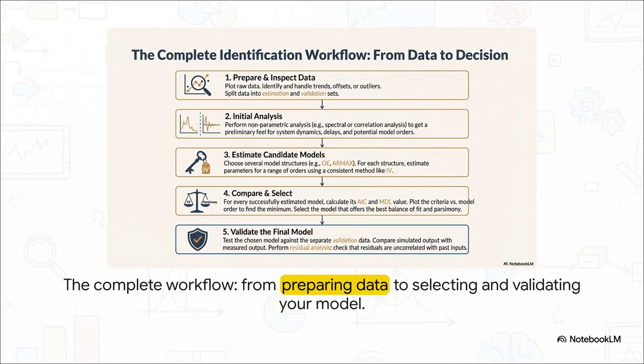And here it is, the complete investigator's field manual. This brings every single thing we've talked about together into a practical 5-step workflow. You start by preparing and inspecting your data. Then you do some initial analysis to get a feel for the system. Step 3 is where you use a consistent method like IV to estimate several different candidate models. Step 4 is the judgment phase where you calculate AIC and MDL for each candidate to select the best one. And finally, and don't skip this, you have to validate your chosen model on a separate dataset to make sure it truly works. This right here, this is your map to success.